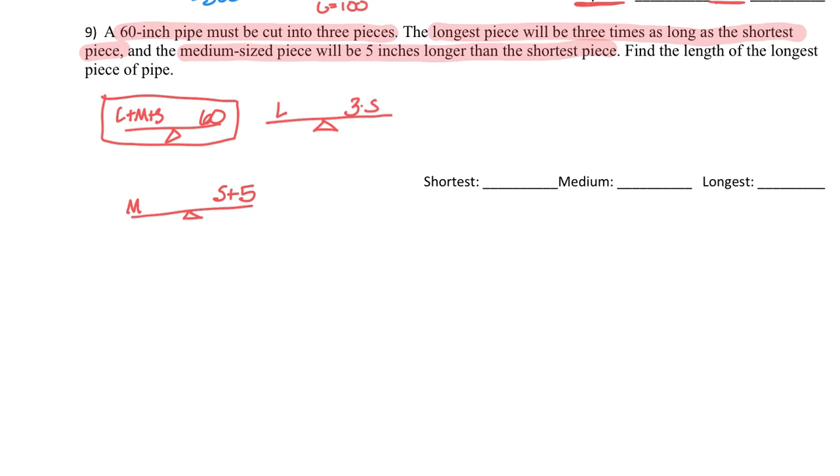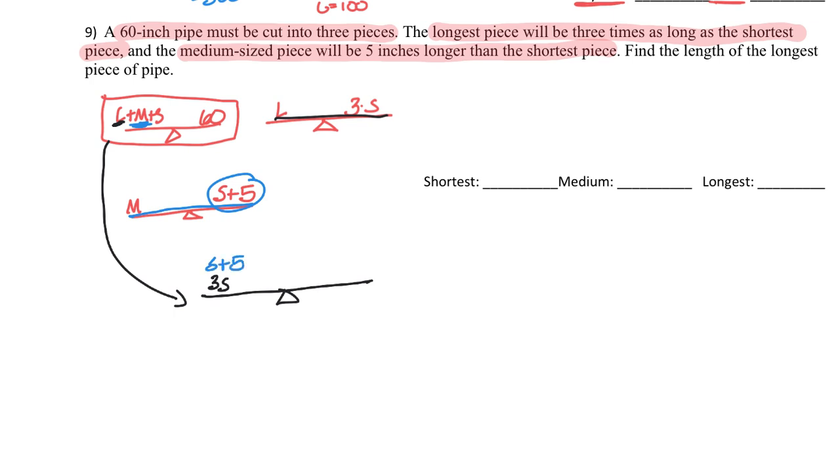So that means this scale right here, if I redraw it, instead of large, I could do 3S. Instead of medium, I can do S plus 5. And instead of small, I can do small. I don't have to change that because that's the same variable that I use for everything else. And we know that all together, this scale is going to balance with 60.